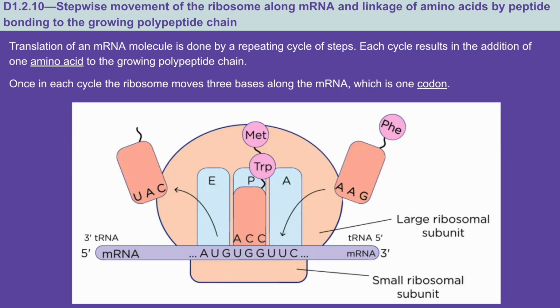So let's go through the process of translation in a little bit more detail. Translation of an mRNA molecule is done by a repeating cycle of steps. Each cycle results in the addition of one amino acid to the growing polypeptide chain. Once in each cycle, the ribosome is going to move 3 bases along the mRNA, which is one codon. So every cycle, we're going to see this large and small subunit complex shift over in this direction to the right because it's going to go 5' to 3' by 3 bases.